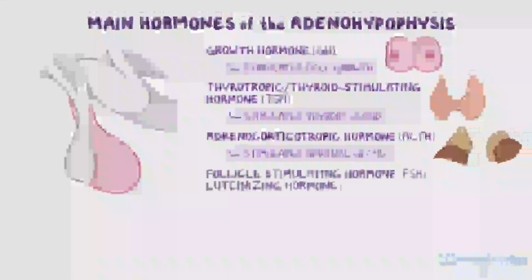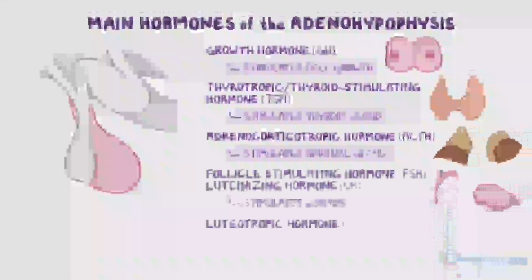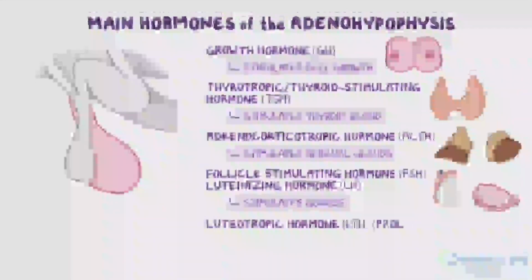The main hormones of the adenohypophysis are growth hormone, or GH, that stimulates cell growth; thyrotropic, or thyroid-stimulating hormone, TSH for short, that stimulates the thyroid gland; adrenocorticotropic hormone, or ACTH, that stimulates the adrenal glands; follicle-stimulating hormone, or FSH, and luteinizing hormone, or LH, that stimulate the gonads; and the luteotropic hormone, or LTH, also known as prolactin, that stimulates milk production and secretion.